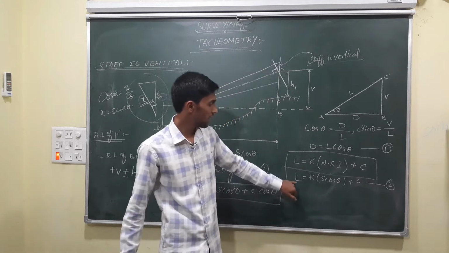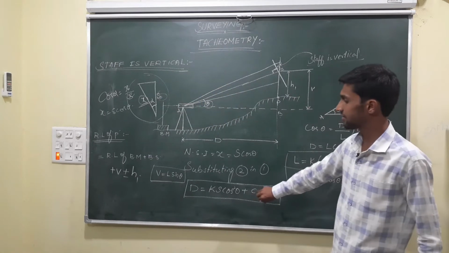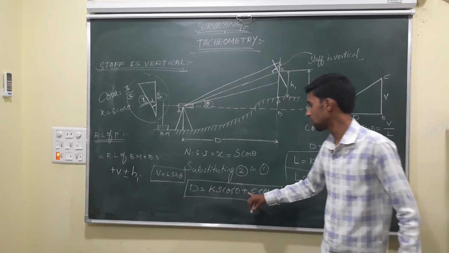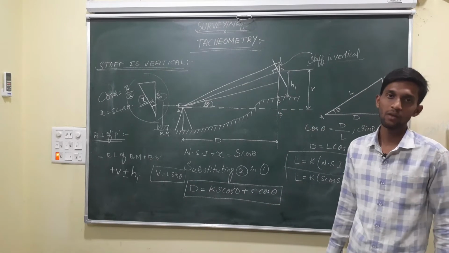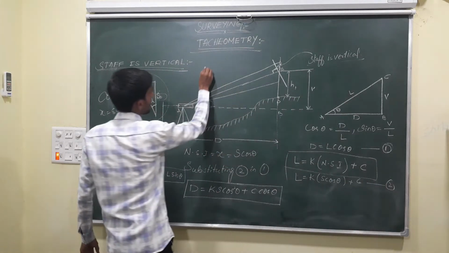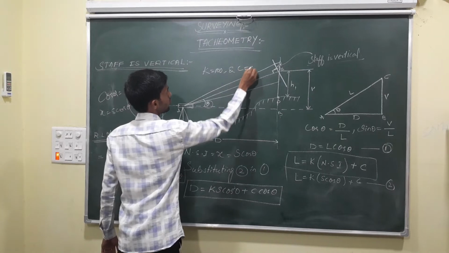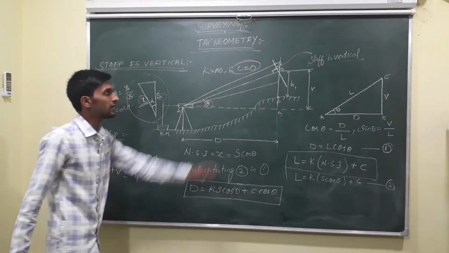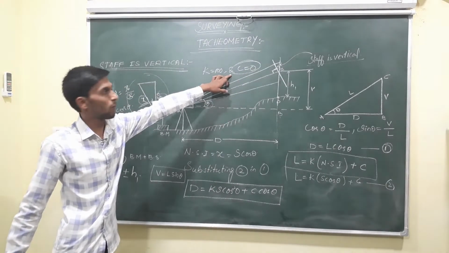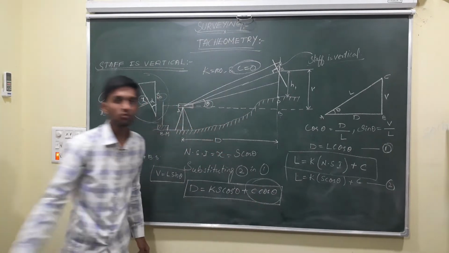We are substituting L in the first equation. We got the equation of horizontal distance as D is equal to K S cos square theta plus C cos theta. Whenever we are using an analytic lens, we have K is equal to 100 and C is equal to 0. Here C is 0. If we substitute, this whole component vanishes.